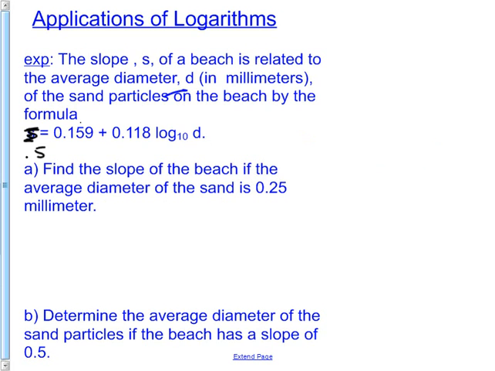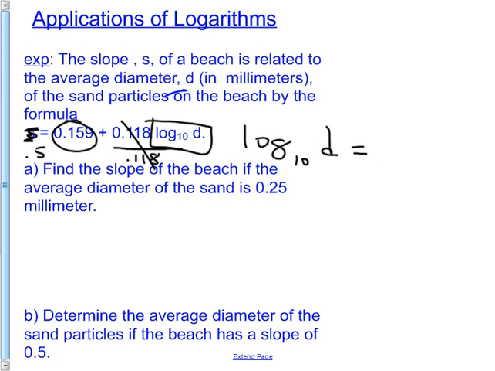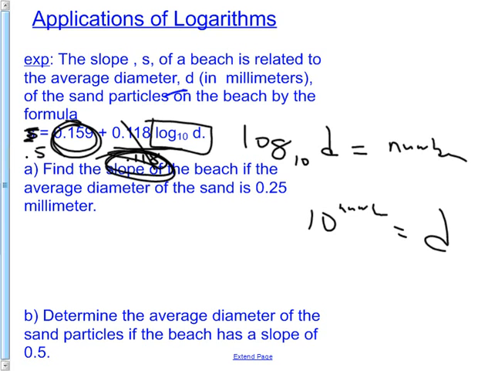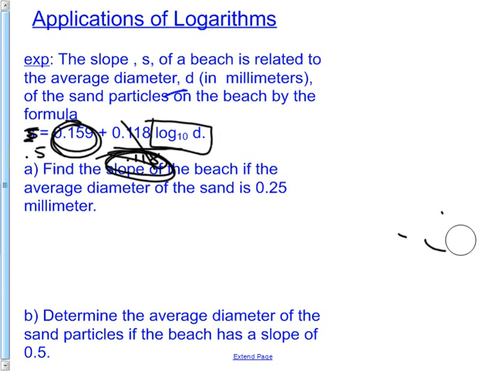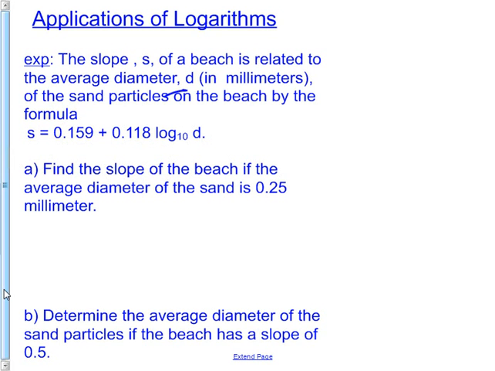Then I have to solve this. First thing I do is get rid of this, subtract 0.159 from both sides. Then I would divide by 0.118, gets rid of that. And then I'd be down to log base 10 of D is equal to whatever number I came up with after I subtracted and divided by that. So I have some number. And then I have to rewrite and say 10 to the small number that you have is D. All right, so I'm kind of crippled by the fact that I don't have the decimal there, but it really isn't too bad. All you have to do is end up taking 10 to that power.